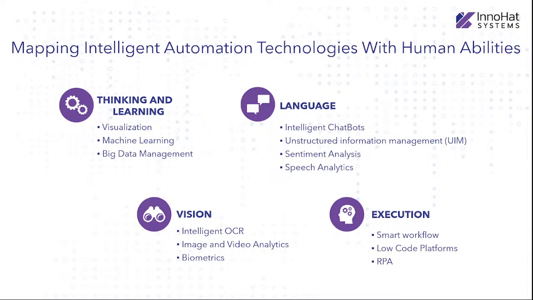This is a small concept of mapping intelligent automation technologies with human abilities. We have thinking, learning, language, execution, and vision. Within this, we have a component called RPA, robotic process automation, and we are going to explore RPA and the products within it.